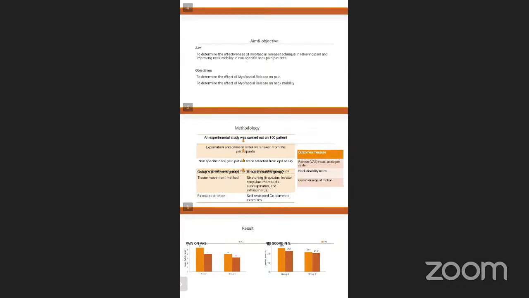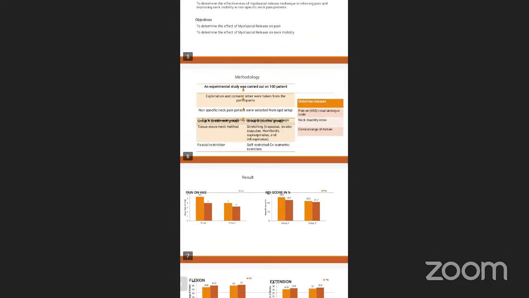Aims and objectives. To determine the effectiveness of myofascial release technique in relieving pain and improving neck mobility in non-specific neck pain patients. The objectives were to determine the effect of myofascial release on pain and to determine the effect of myofascial release technique on neck mobility. My methodology was an experimental study carried out on 100 patients. Patients were taken from the OPD setup. Explanation and a consent letter were taken beforehand from the participants. Non-specific neck pain patients were taken from the OPD setup.